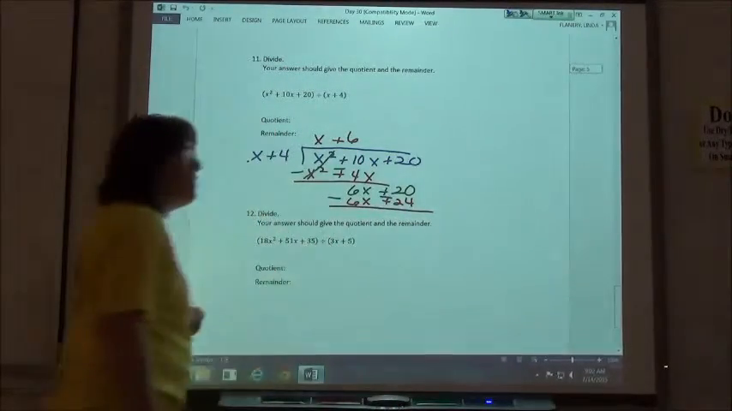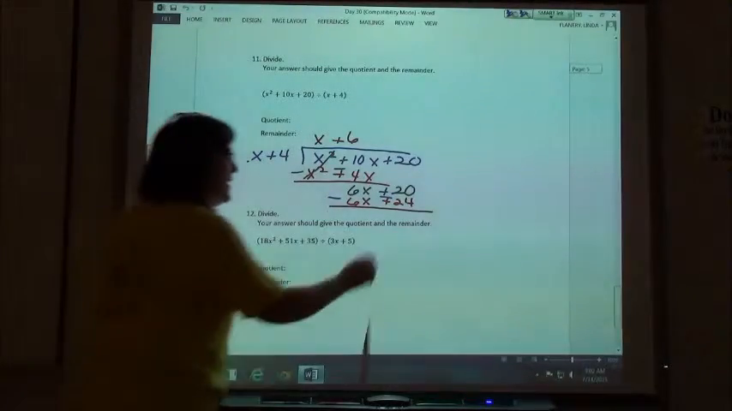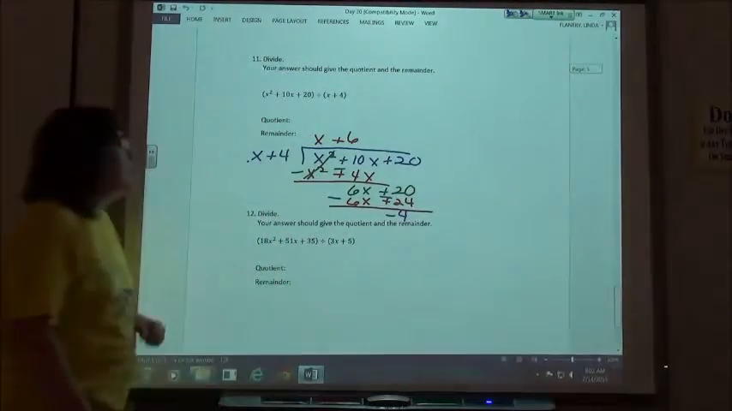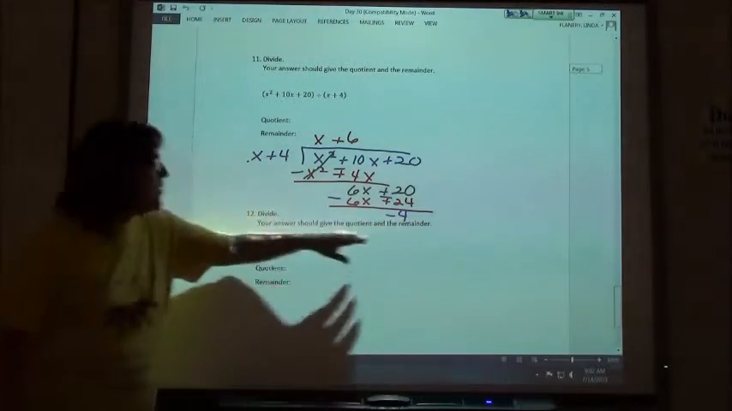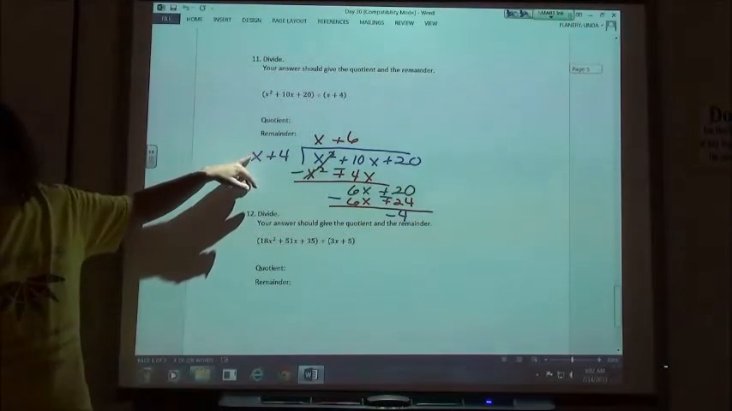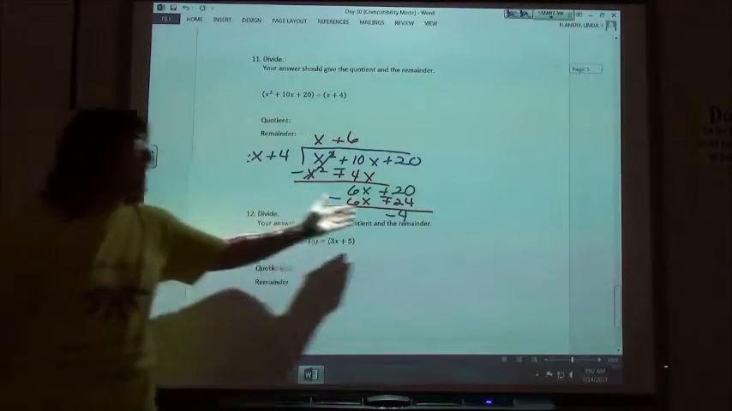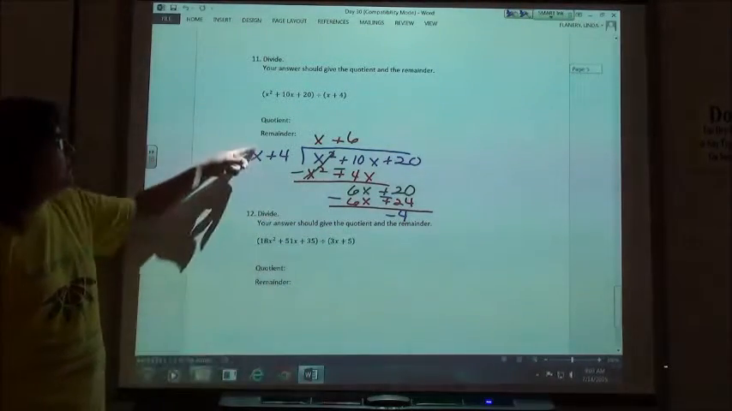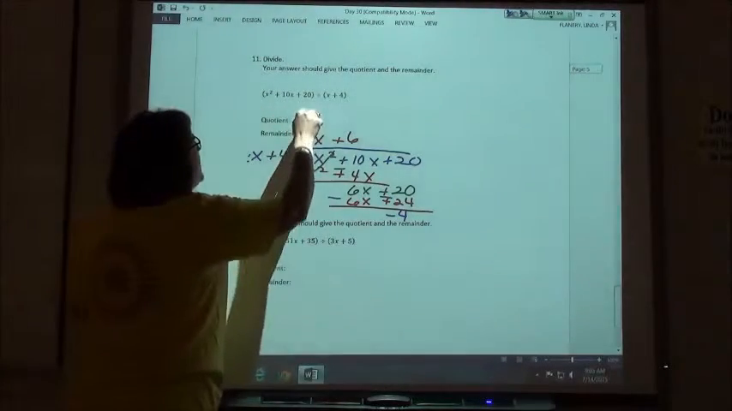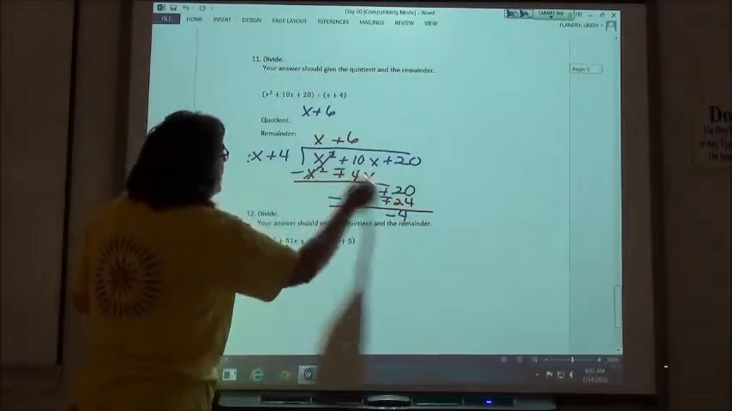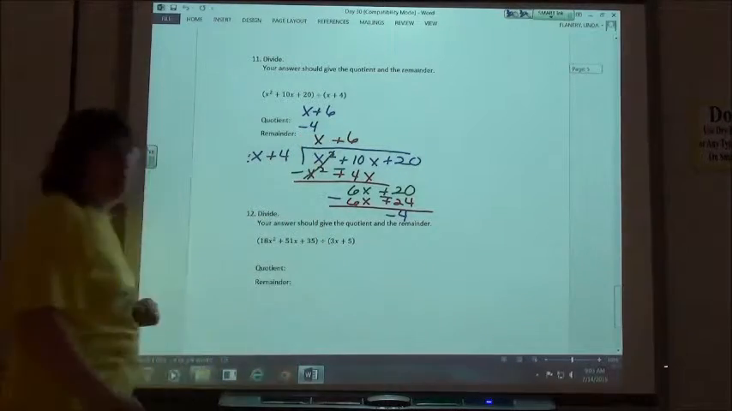So our remainder, negative 4. And you always know that it's your remainder once what you have left down here has a lower exponent than this. So this is an x to the first, I'd have to have an x to the 0. If it was an x squared, I'd have to have an x to the first. So my quotient, x plus 6, my remainder, negative 4.